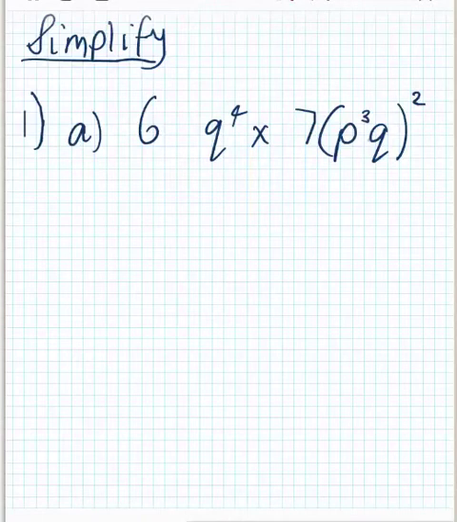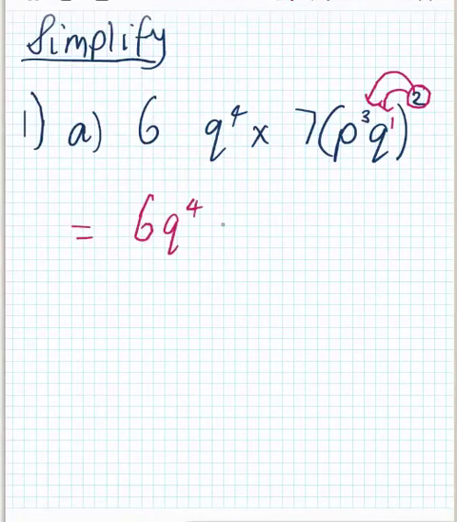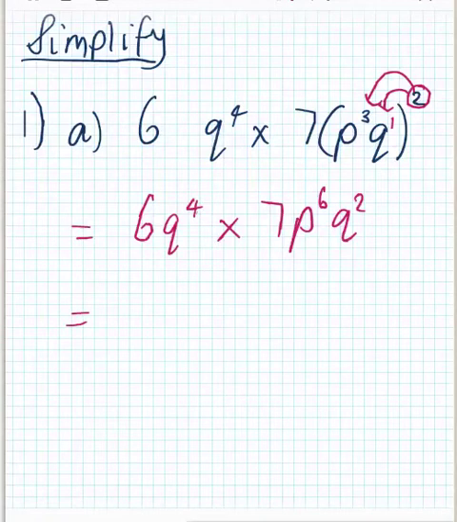And now I've got a power outside the bracket, so I have to go 2 times that power 1 and 2 times the power 3. That 7's outside, so we don't include that. So now we've got 6q to the power of 4 times 7. And we're going to have p to the power of 3 times 2 is 6 and 1 times 2 is 2. And our final step, multiply our numbers. 6 times 7 is 42.